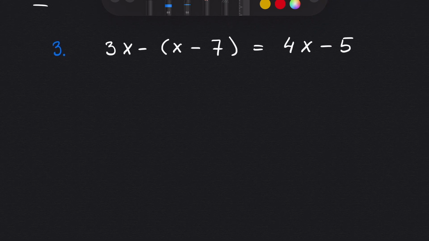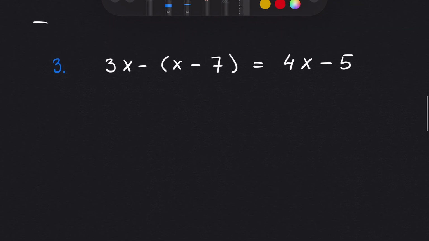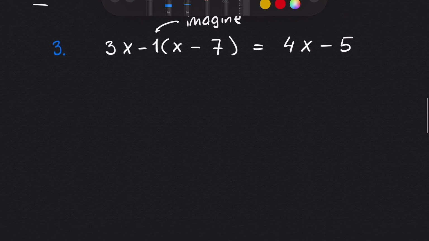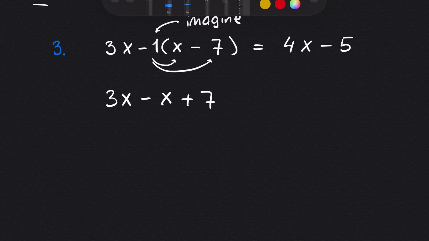And that's our answer. Example number 3. We have a linear equation as always. Let's imagine that there is a negative 1 instead of just a negative sign there. We need that because we're going to distribute this negative 1 to what's inside the parentheses. So we're going to have 3x minus x. And when you multiply two negatives, it's going to be plus, and write everything else as it is.